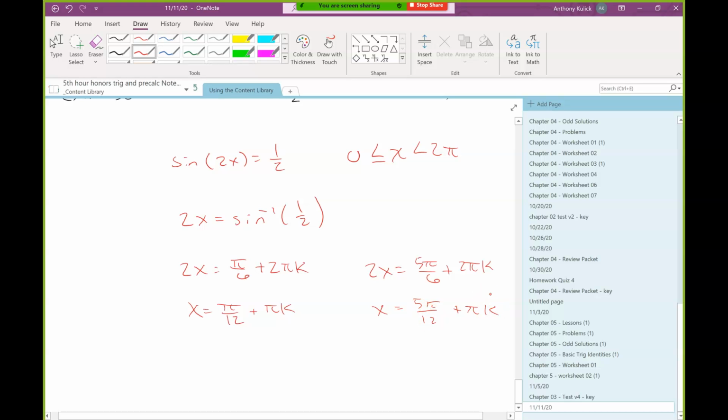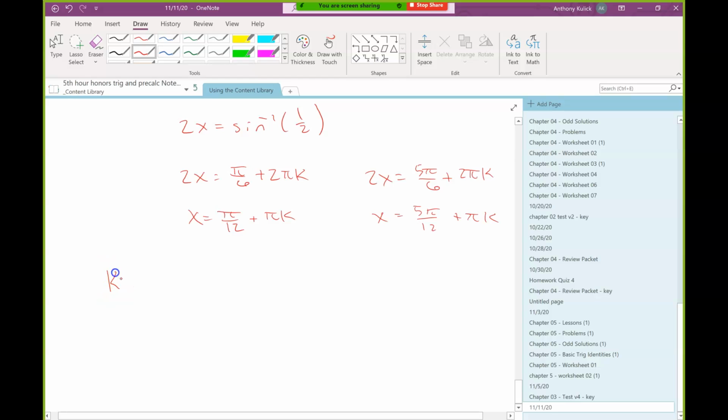Is everybody okay with that idea? Okay. So now we're going to pick some values of k and see if the result is still inside of our interval. And we'll keep picking larger and larger values of k until we get both answers outside of the desired interval.